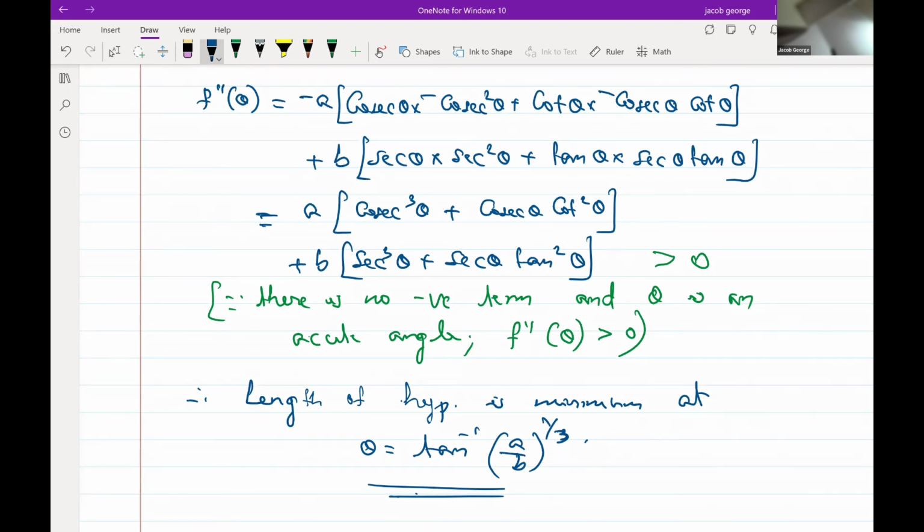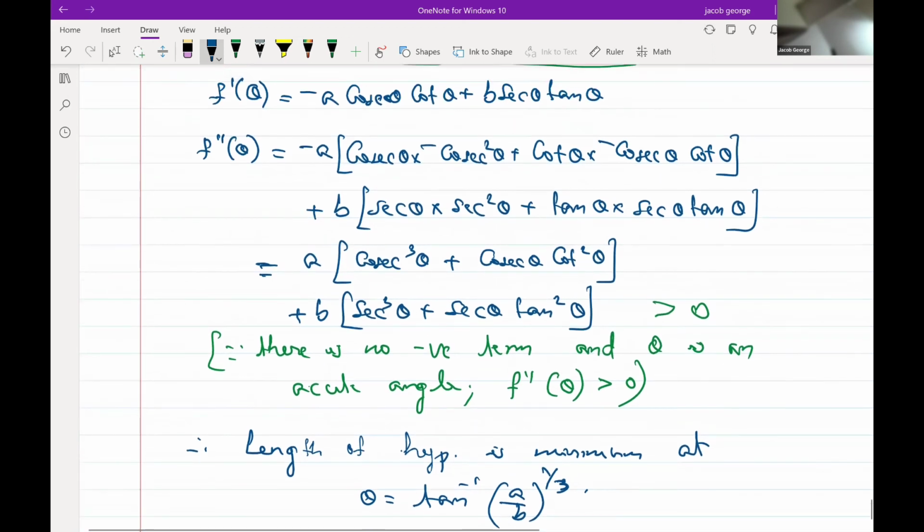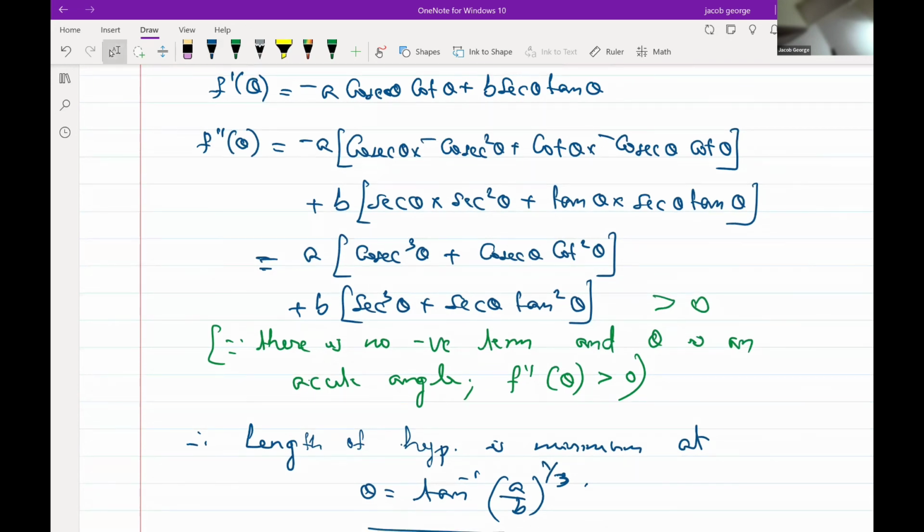Yes. Did you reach till here? Second derivative is found, and we proved the second derivative is positive because theta is an acute angle and there is no negative term in the second derivative. It is clearly positive.